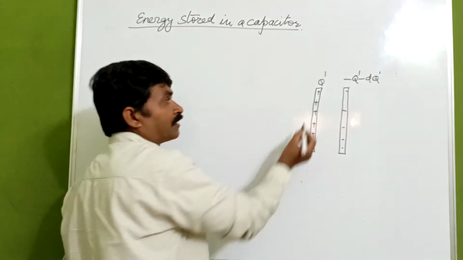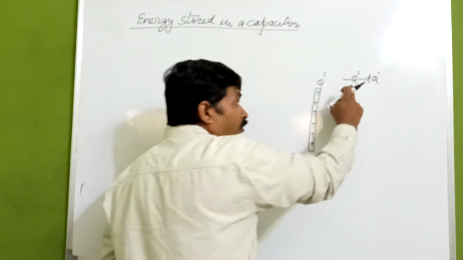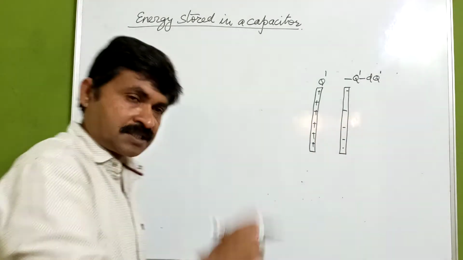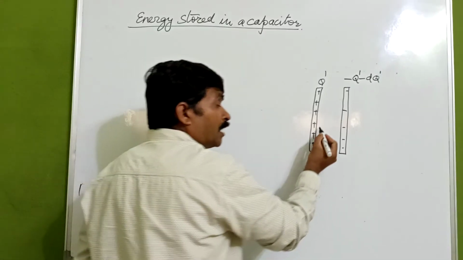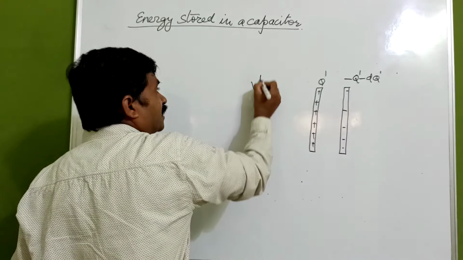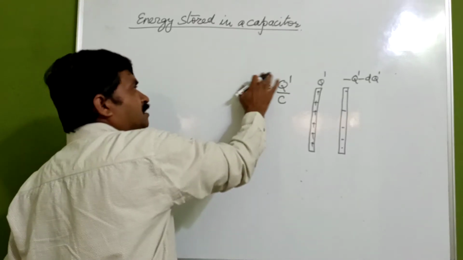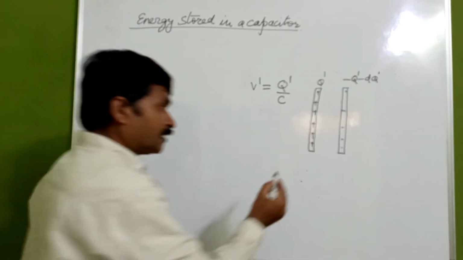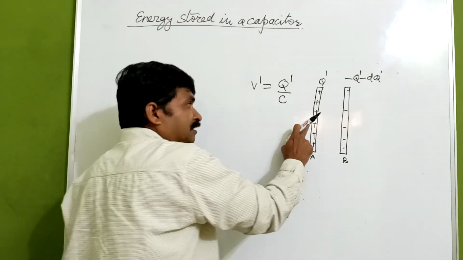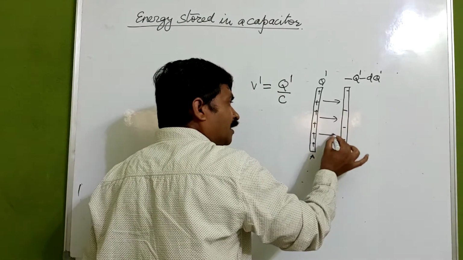Now here we have assumed the capacitor has positive q dash charge, and on the other plate minus q dash charge. A small amount of charge dq dash is also there, meaning a small value. Then when we are giving charge to it, definitely electric potential is there. We can call it V dash equals Q dash upon C. This is the electric potential which we are getting. We call it plate A and plate B. Now when positive charge is there, there is definitely electric potential, and there will also be an electric field.